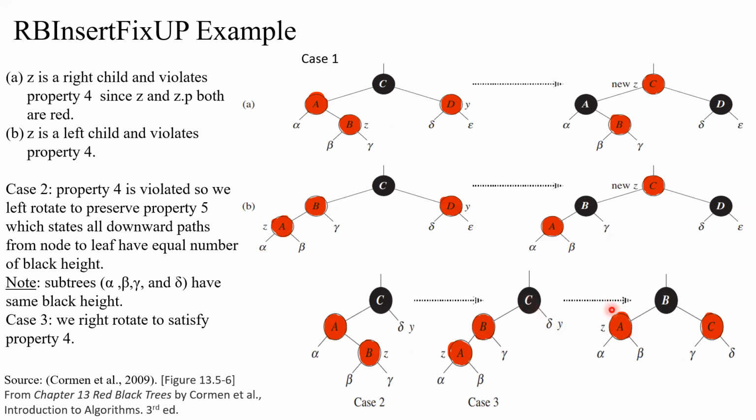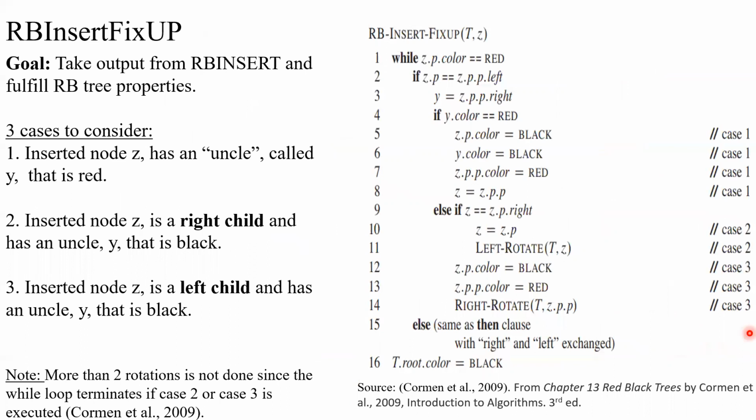So how we get around this: if we're in case 2, we have to perform a left rotation, and if we're in case 3, we have to do a right rotation. In both cases, we get this bottom right picture, and we see that all of the subtrees, alpha, beta, gamma, and delta, are the same black height. B is up top here, and this is black, and A is red, and C is also red.